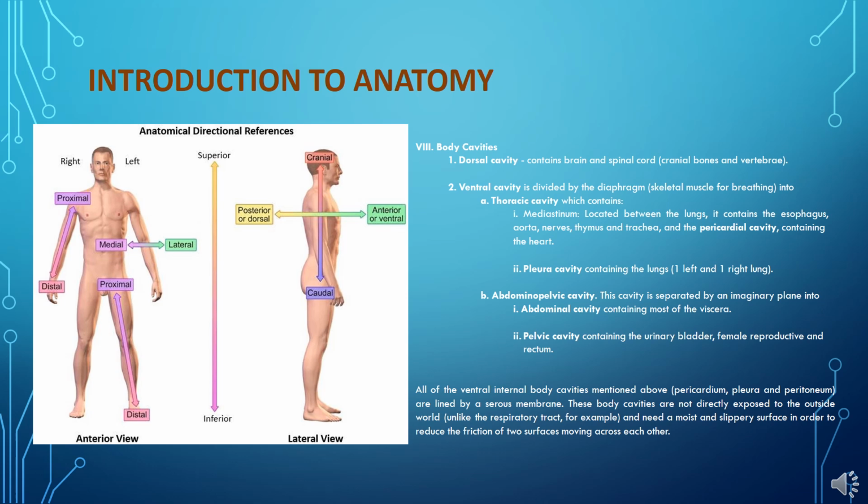Abdominopelvic cavity. This cavity is separated by an imaginary plane into the abdominal cavity, containing most of the viscera, and the pelvic cavity, containing the urinary bladder, female reproductive organs, and rectum. All of the ventral internal body cavities mentioned above, pericardium, pleura, and peritoneum, are lined by a serous membrane. These body cavities are not directly exposed to the outside world, unlike the respiratory tract, for example, and need a moist and slippery surface in order to reduce the friction of two surfaces moving across each other.